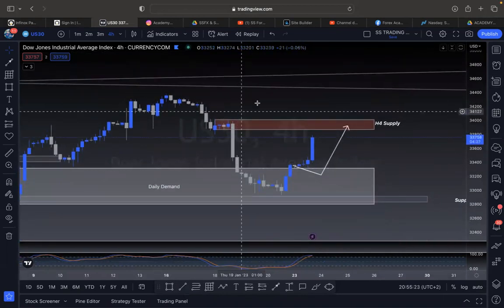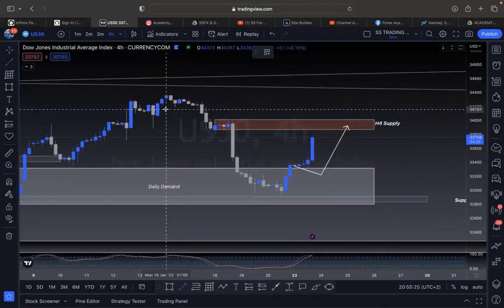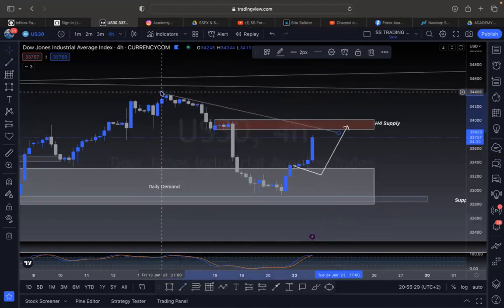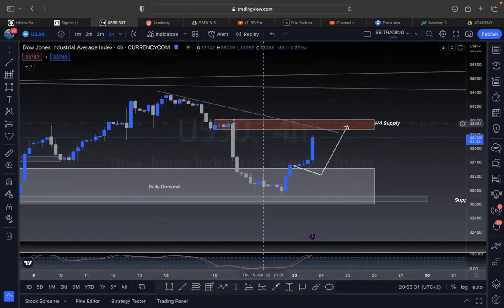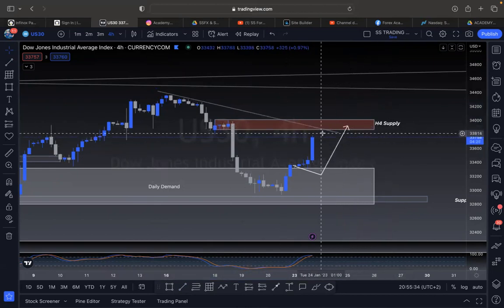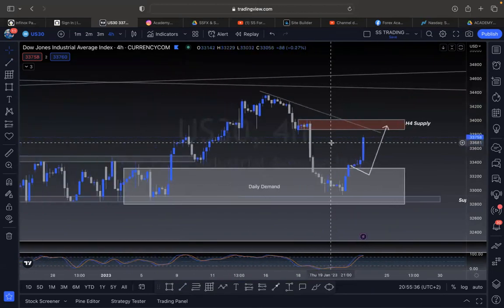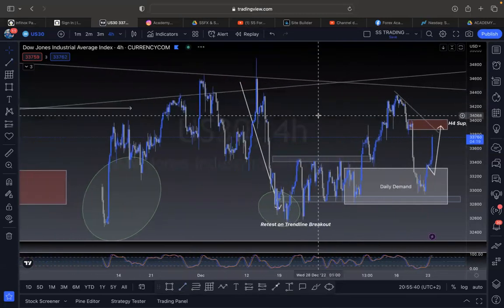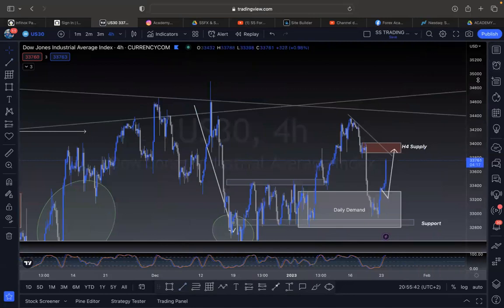So let's analyze now here. Looking at it, what do you see here? You can see a trend line that had formed. So more than likely, I believe we're going to break out of this trend line to the upside with further targets of at least 35,000.